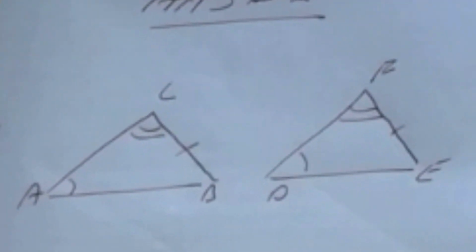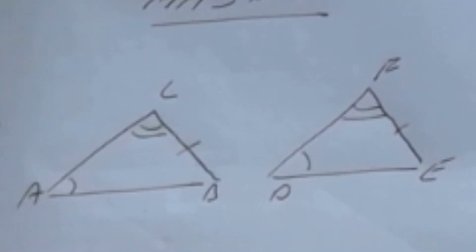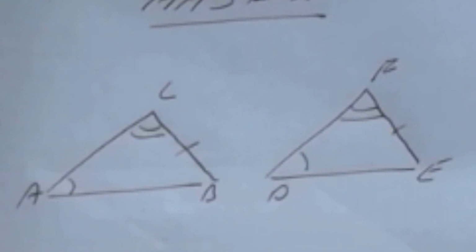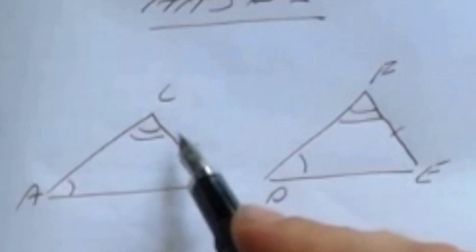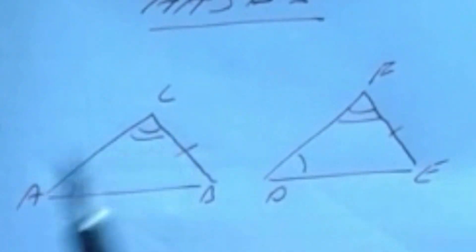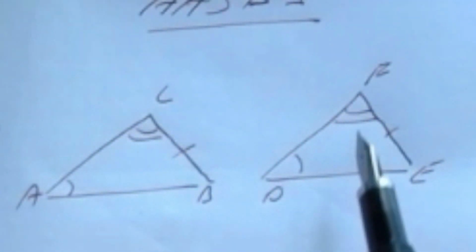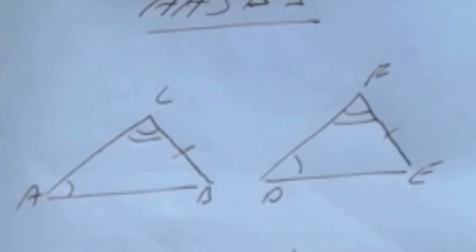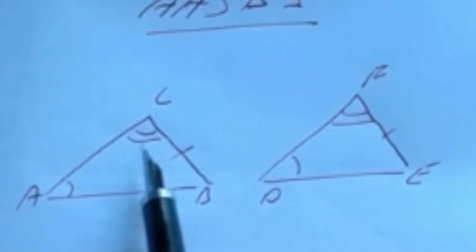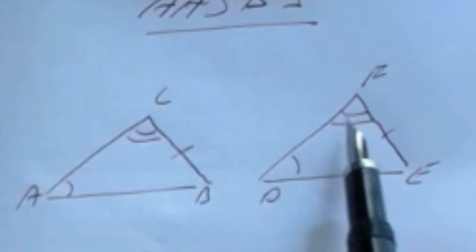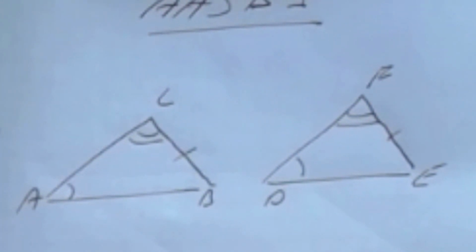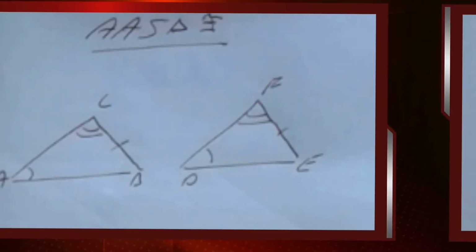Here we're going to take a look at angle, angle, side, triangle congruence. Now, angle, angle, side triangle congruence is when two angles and a non-included side on one triangle are congruent to two angles and a non-included side on another triangle, like what we see right here: an angle, angle, and a side, as long as those angles and that side are the same measure.